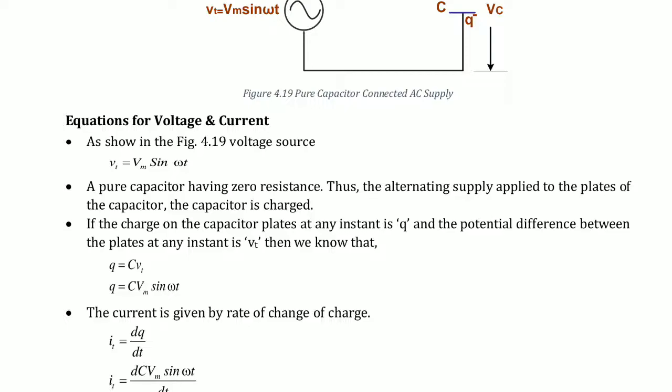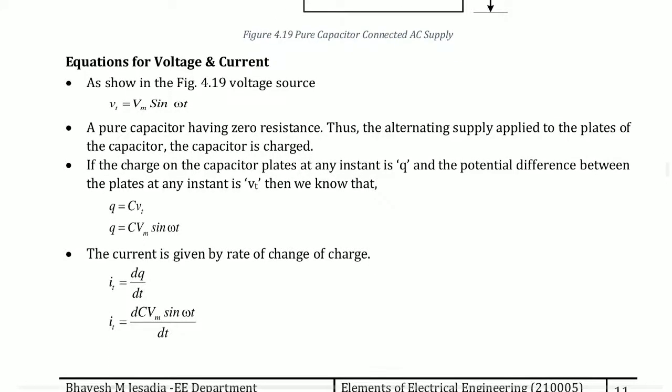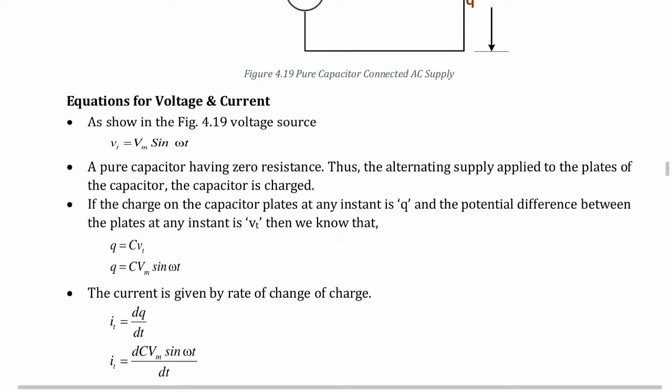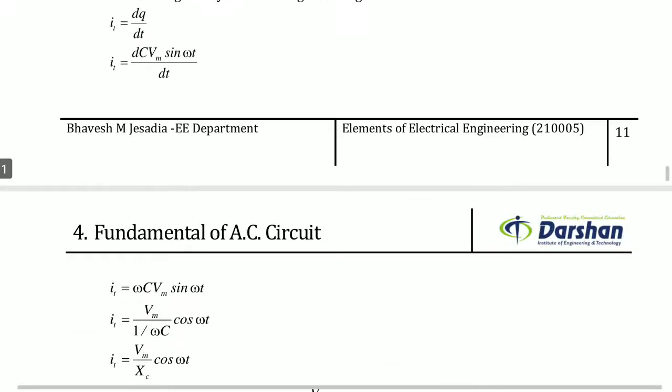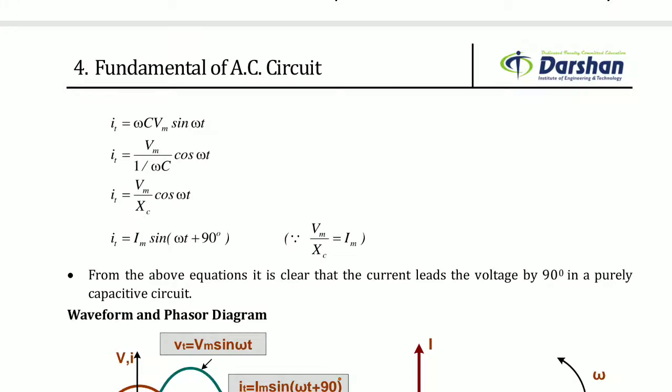The current in the circuit is given by the rate of change of charge. So I is equal to dq by dt. Here q is C Vm sin omega t, so I is equal to the derivative of C Vm sin omega t with respect to t. Here C and Vm are constants.